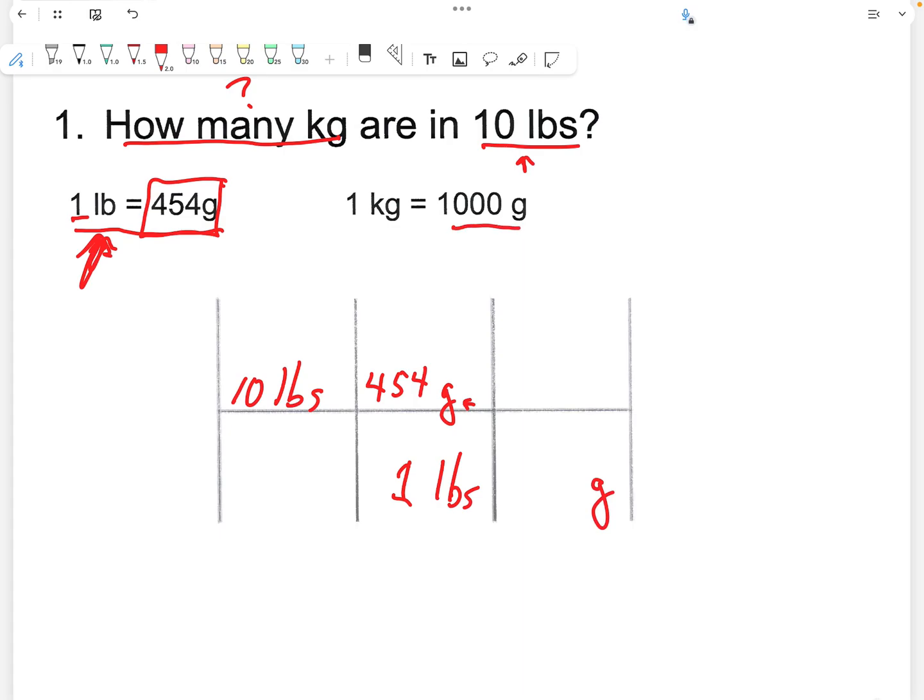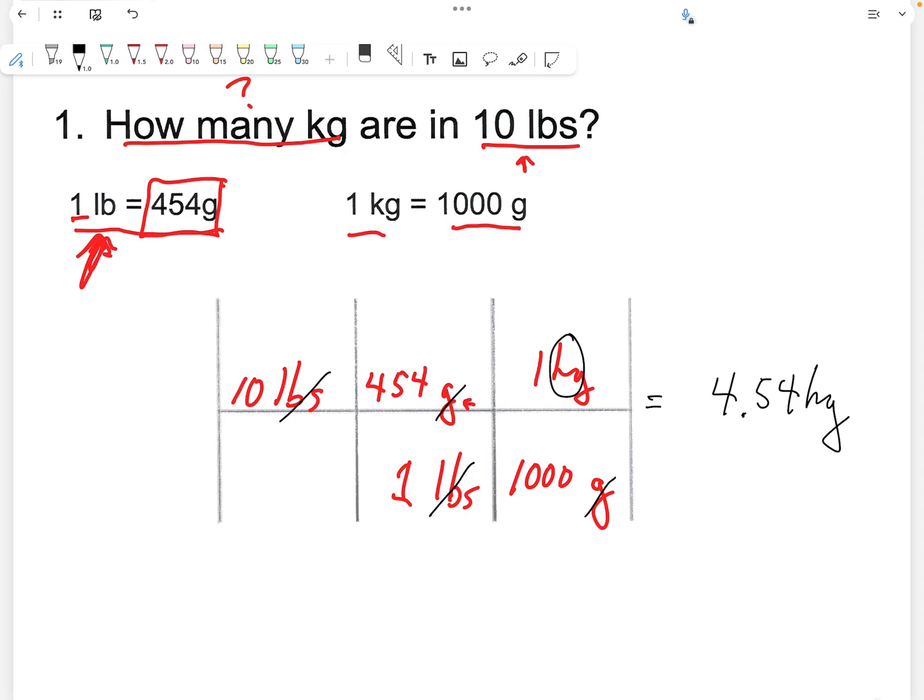And that's part of this conversion factor here. 1 kilogram equals 1,000 grams. So the number 1,000 will go down here from our conversion factor, and 1 kilogram will go on top. So if you look at it, pounds crosses off, grams crosses off, and we have kilograms left over. And when you solve this problem, you end up with 4.54 kilograms. Okay, just multiplying these numbers across the top and dividing by what's on the bottom. All right, that's the first one.